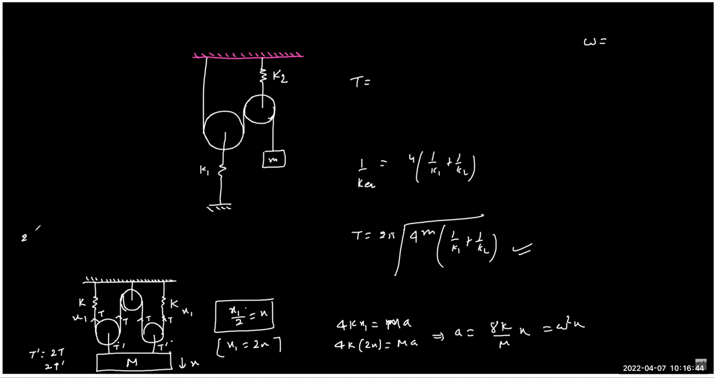So 2T dash is equal to how much? 4T, no? Yes, sir. And what is T? Kx. And what is x1? 2x. So we got the answer. This is pretty simple. 8k.